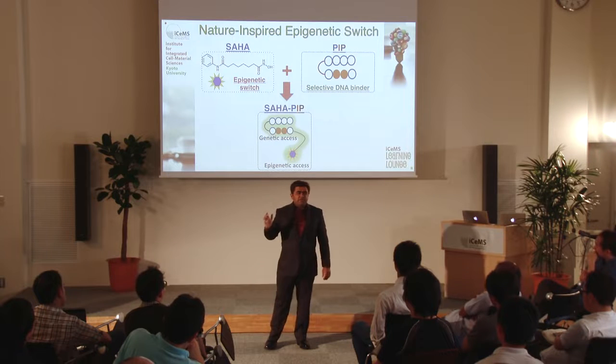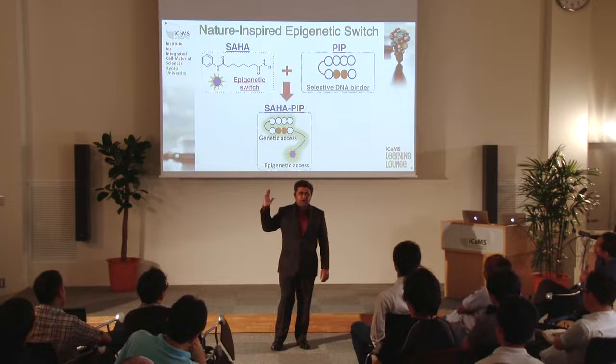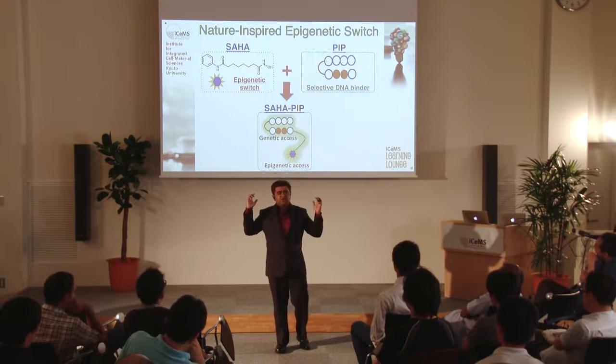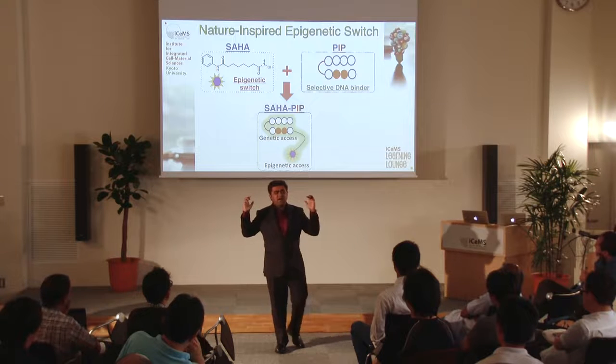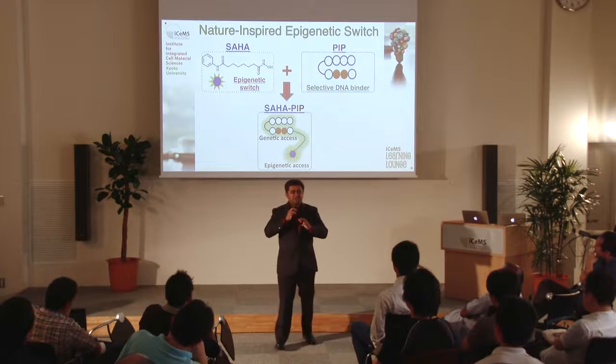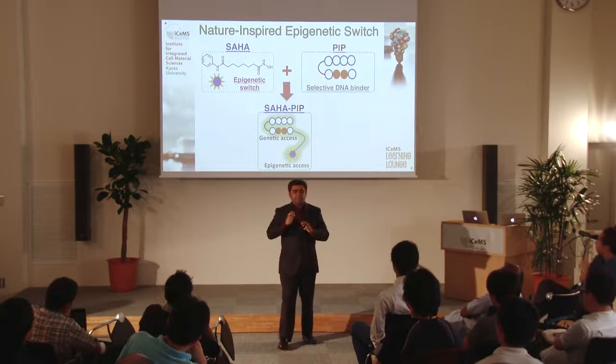What we did in our laboratory, headed by Professor Sugiyama, is that we combined the selective DNA binder, which I showed you now, which is PIP, with an epigenetic activating small molecule, in this case a small molecule called SAHA, shown as a star there. We combined both to make a nature-inspired genetic switch called SAHA-PIP. In nature, gene expression is controlled at both the genetic level and the epigenetic level. So now we have a small molecule which can access both the genetic environment and the epigenetic environment.